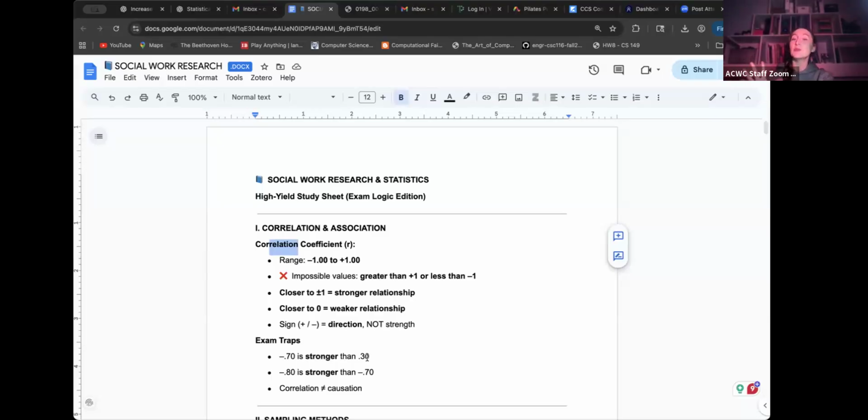Remember, this has to do with relationship. The closer it is to -1 or 1, either direction, the stronger the relationship. So because -0.7 is closer to the -1, that's actually stronger than 0.3, because 0.3 is further away from a +1. So whichever number you have that's closer to either -1 or +1, that one's going to be the stronger relationship. Okay, does that make sense? Because that one I know confuses a lot of people.